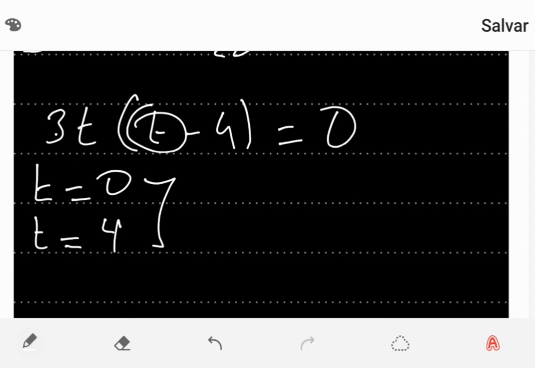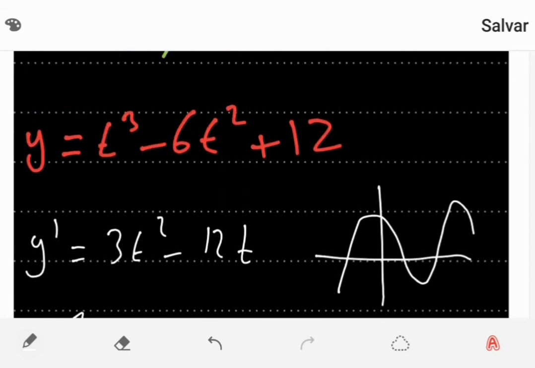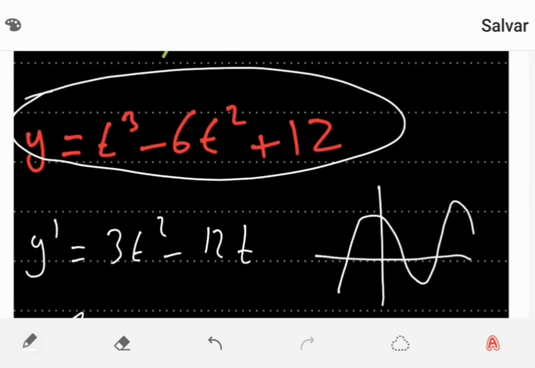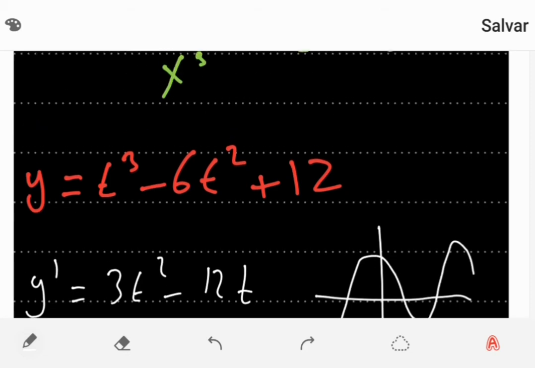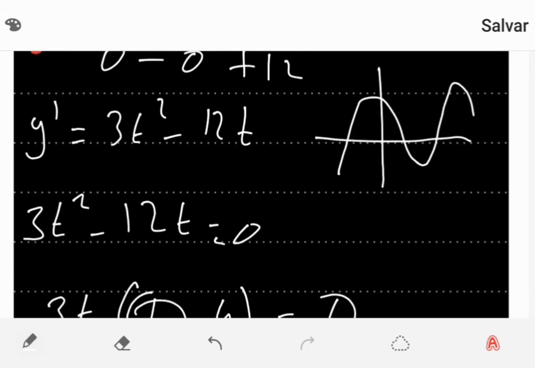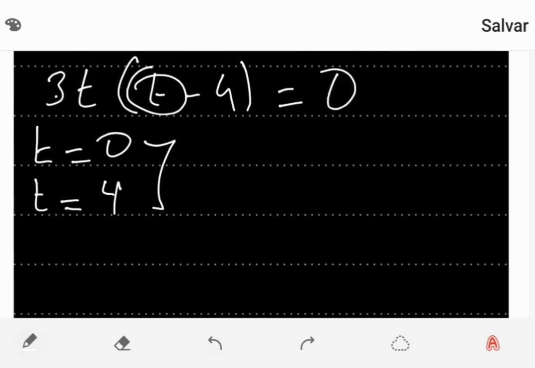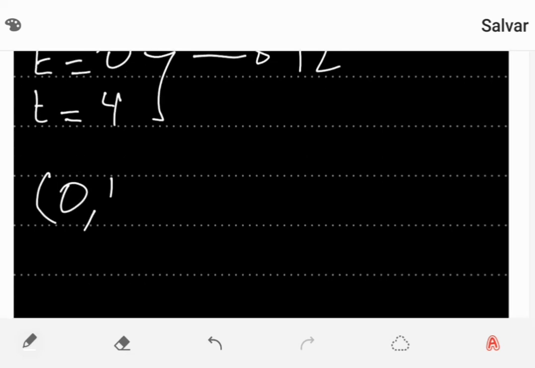If you want to check the minimum and maximum, you can do the second derivative, but I think it's always easier to just put the values over here, okay? So for the 0 value, when t is 0, y is equal to what? Well, 0 minus 6 multiplied by 0, 0 plus 12, right? So when t is 0, we will have y is equal to 12. So we'll have 0 and 12.